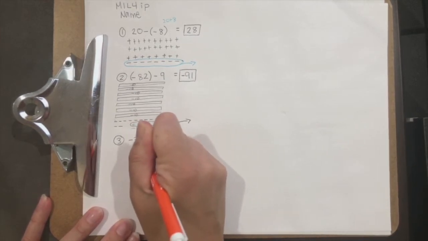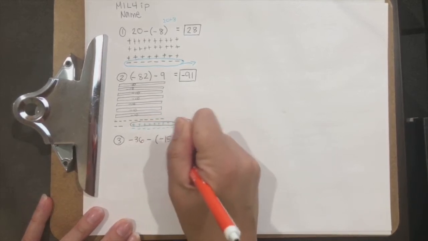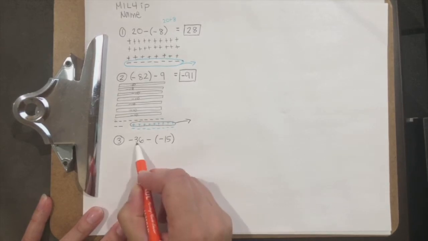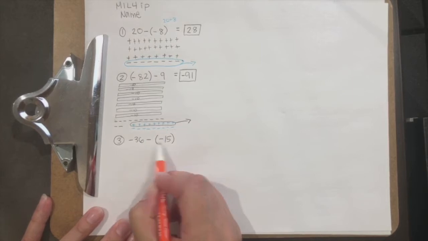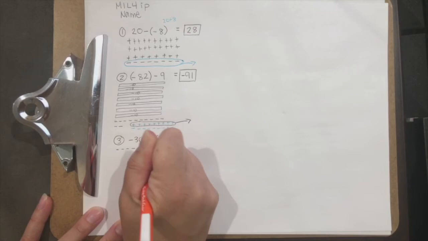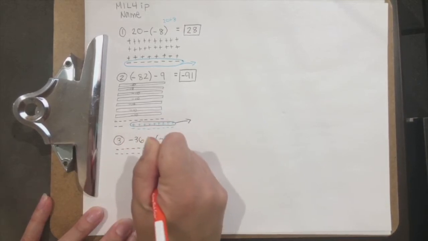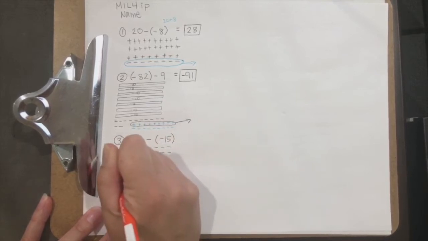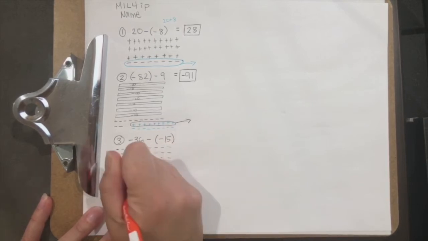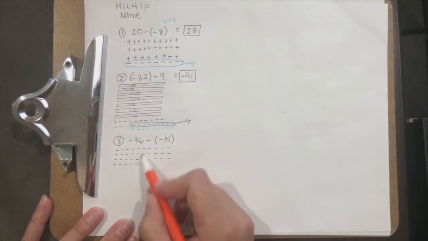Negative 36, take away negative 15. Negative 36 minus negative 15, or negative 36 take away negative 15. So let's put 36 negatives in. 10, 20, 30, 1, 2, 3, 4, 5, 6. So now I have 36 negatives.